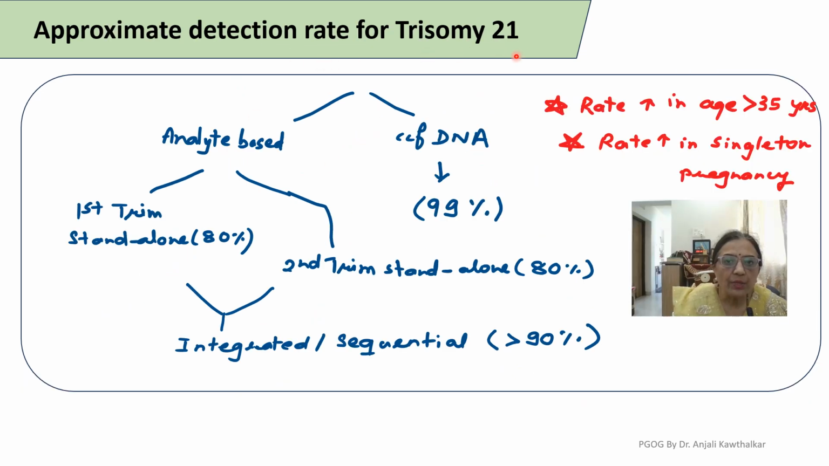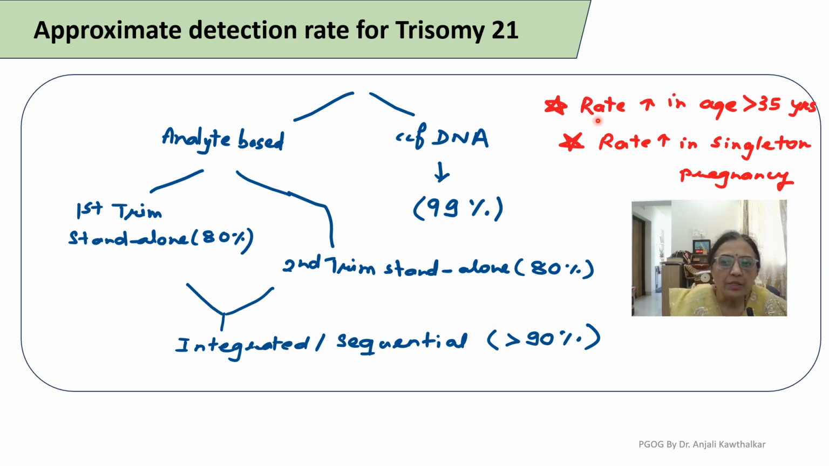The approximate detection rate for trisomy 21 gives us an idea about the various tests. For Analyte-based, if standalone first trimester is done, that is PAPP-A, HCG and nuchal translucency, then the detection rate is around 80% for trisomy 21. Second trimester standalone is also around 80%. But if we do integrated or sequential together, the detection rate improves to greater than 90%. For cell-free fetal DNA, the detection rate for trisomy 21 is around 99%, very high.